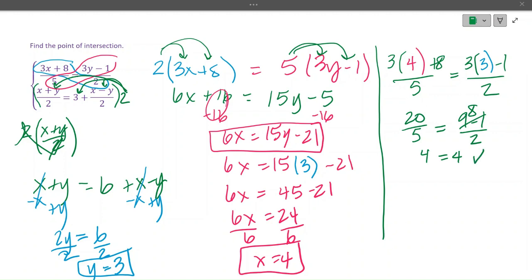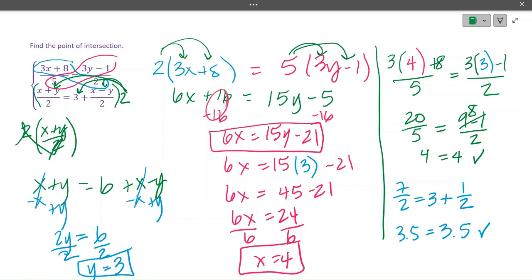We want to do it on the other equation as well to make sure that also works. I'm going to do this one in my head because the numbers are smaller. So x plus y, that's 4 plus 3 is 7 over 2. That's the left side, equals 3 plus 4 minus 3, which is 1 over 2. I know that 7 halves is 3.5, and that equals 3 and a half, or 3.5. This one is also correct.